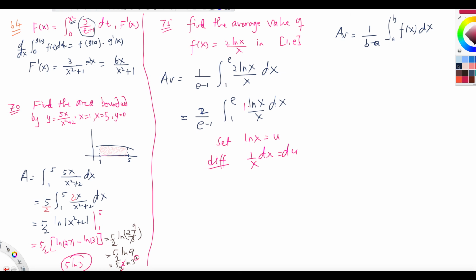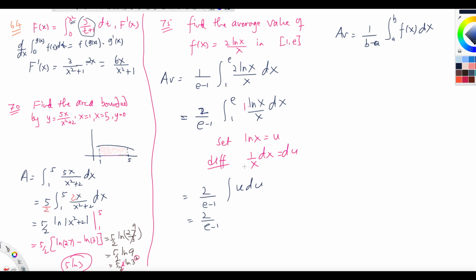So what do you get then? That will be 2 over (e minus 1), and then, by the way, not 1 over u. This is u, and that is du, u du, because natural log of x is in the numerator here, right? What is the integral of that? That will be 2 over (e minus 1). Oh, by the way, I forgot.